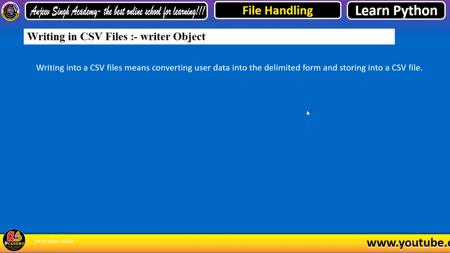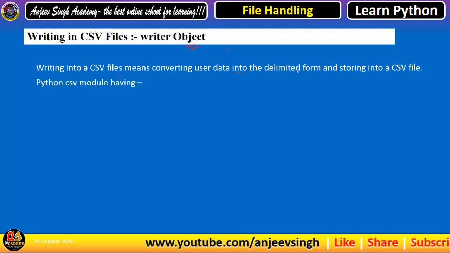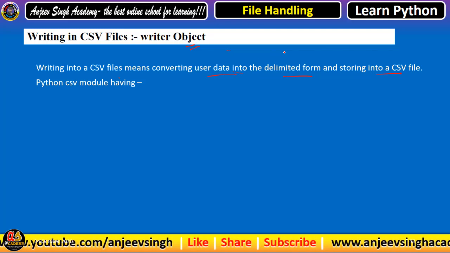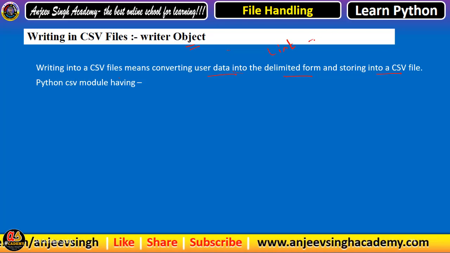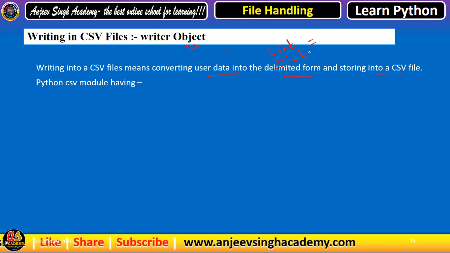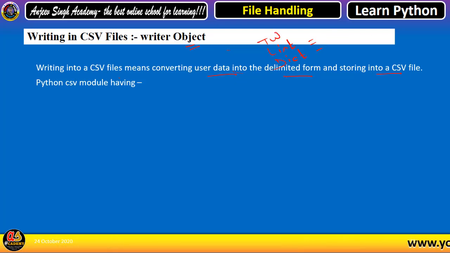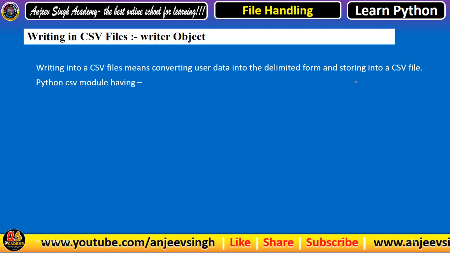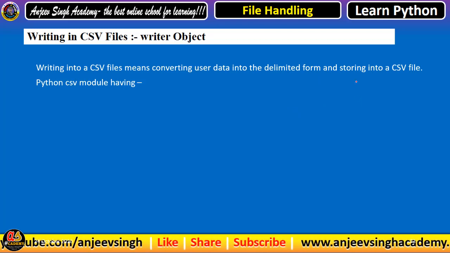Writing in a CSV file can be done with the help of the writer object. Writing into a CSV file means you are going to convert your user data into the delimited form and store it in the CSV file. What is the meaning of user data here? Suppose you have stored your information in the form of a list, a dictionary, or a tuple, and you want to convert this information into a CSV file. Whenever information is stored in a CSV file, it must be delimited, meaning comma separated. And what is the default delimiter for a CSV file? That is the comma only.